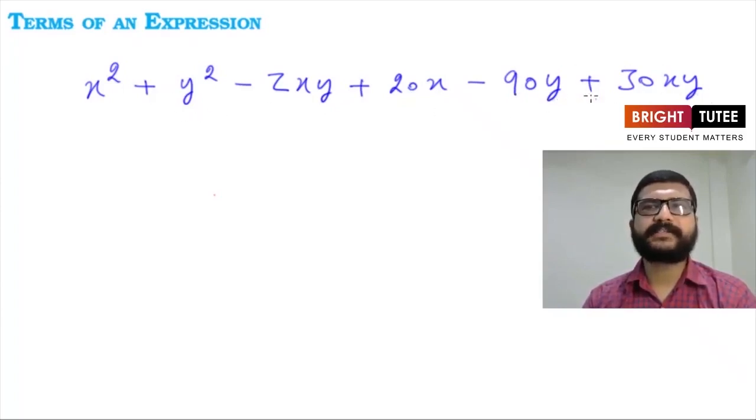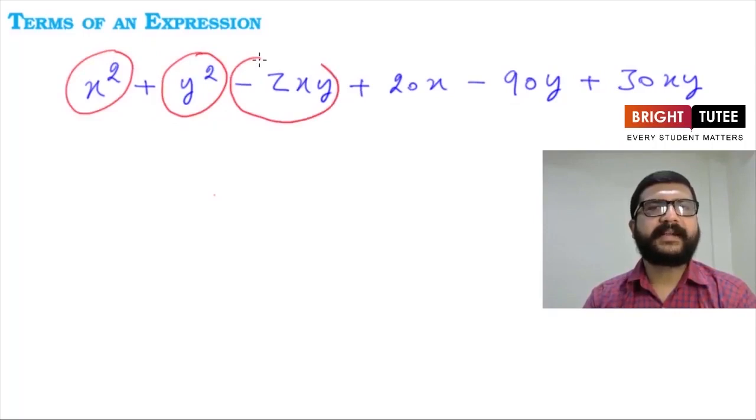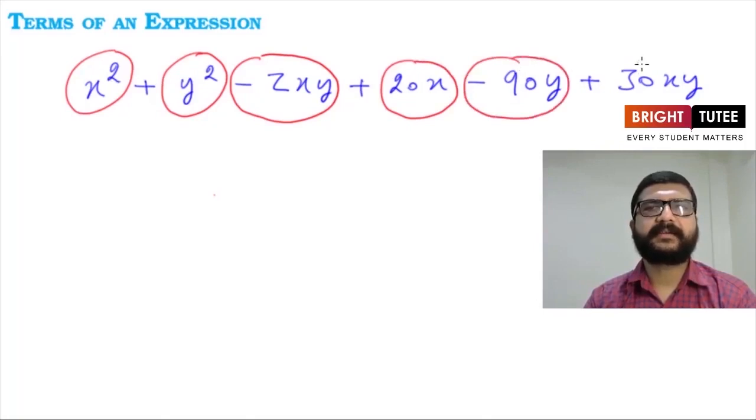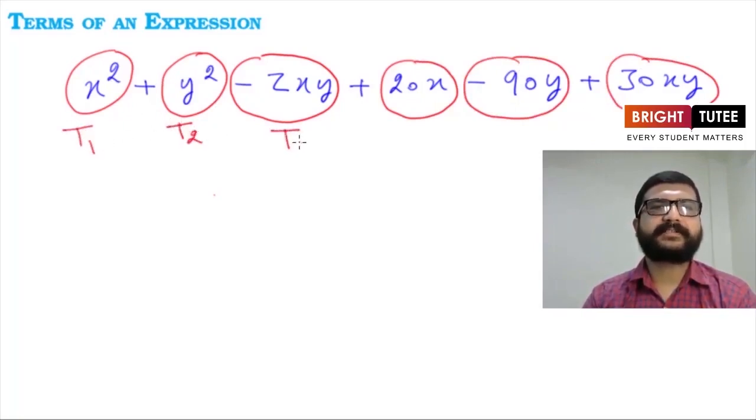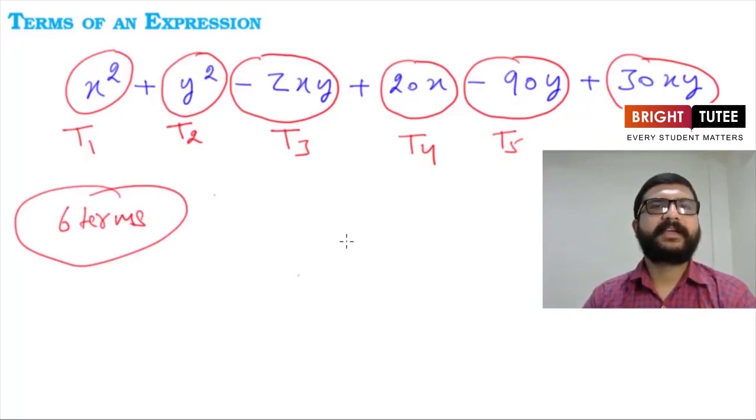So here we are forming all these terms separately and then we are putting them together to form an algebraic expression. So which are the terms here? It is x square, then y square, and then minus zxy, and then plus 20x, then minus 90y, and then 30xy. So these are the different terms. This is first term, then second term, this one is third, fourth, fifth, and the last one is sixth. So in total there are 6 terms in this algebraic expression. So this is how we can count how many terms are there in an algebraic expression.